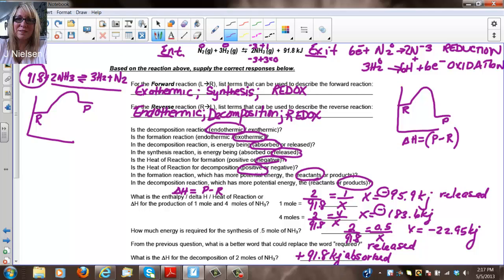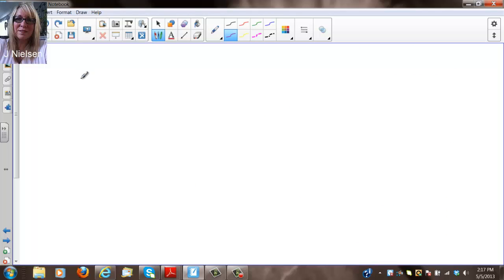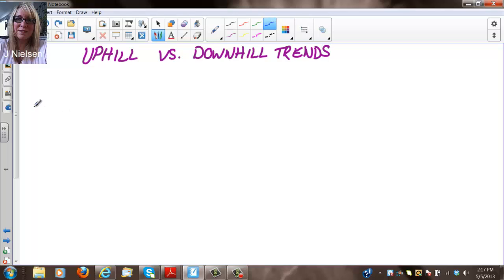Okay. I'm going to digress here because there are 3 things that, if you can remember, are similar, will help you on the Regents. And I call these uphill versus downhill trends. And let me take a moment to explain what I mean by that. I'm going to start with what we just used, okay? Potential energy diagrams.